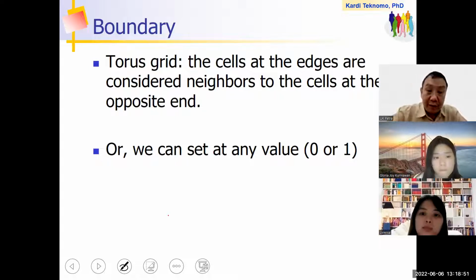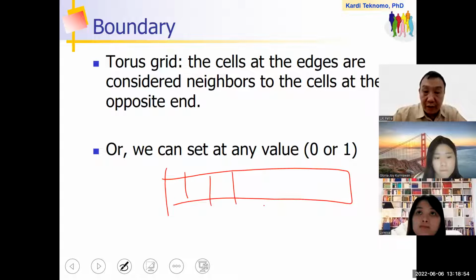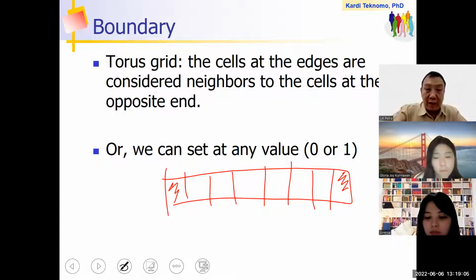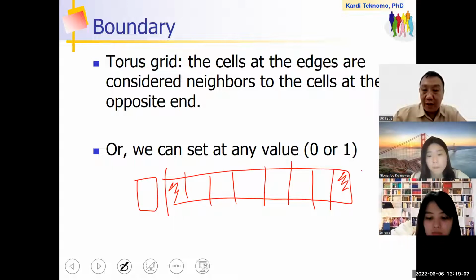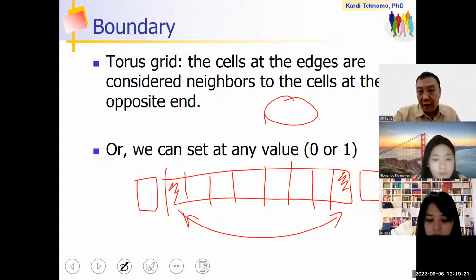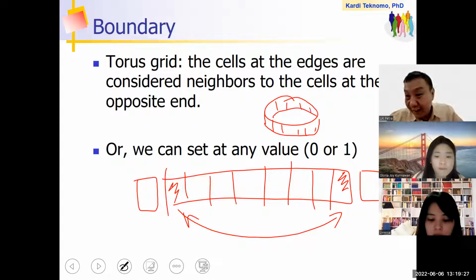Now, what about the boundary? Suppose this is your cell. How about in here? This one has no neighbor, right? So you can set any value as a fictive neighbor here, or you can set a torus grid. That means this one is equal to this one, as if they are making a circular grid. Clear? Torus grid means a circular grid.